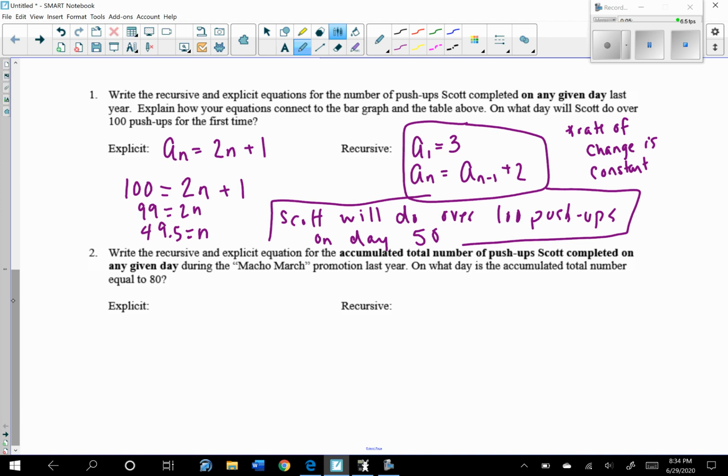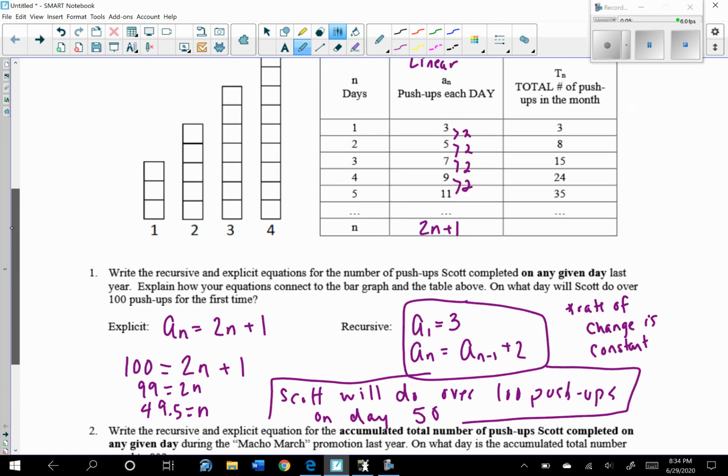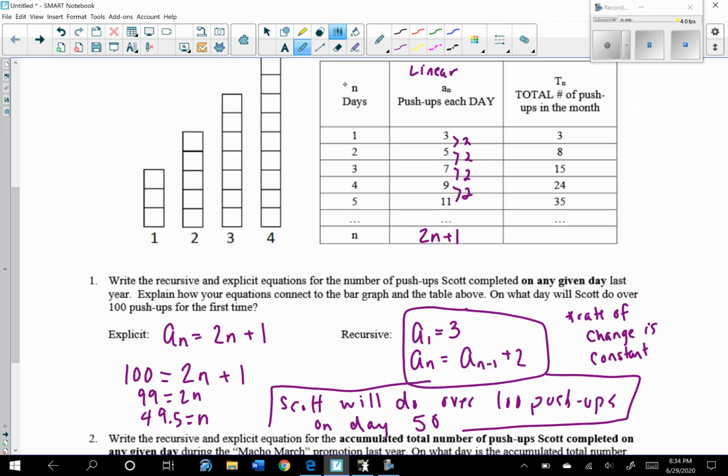So if we go up here to our table, we're using the number of days and the total number of push-ups in the month. So we're going to go ahead and find our difference first. 8 minus the 3 gives us 5. 15 minus 8 gives us 7. 24 minus 15 is 9. And this would give us 11.